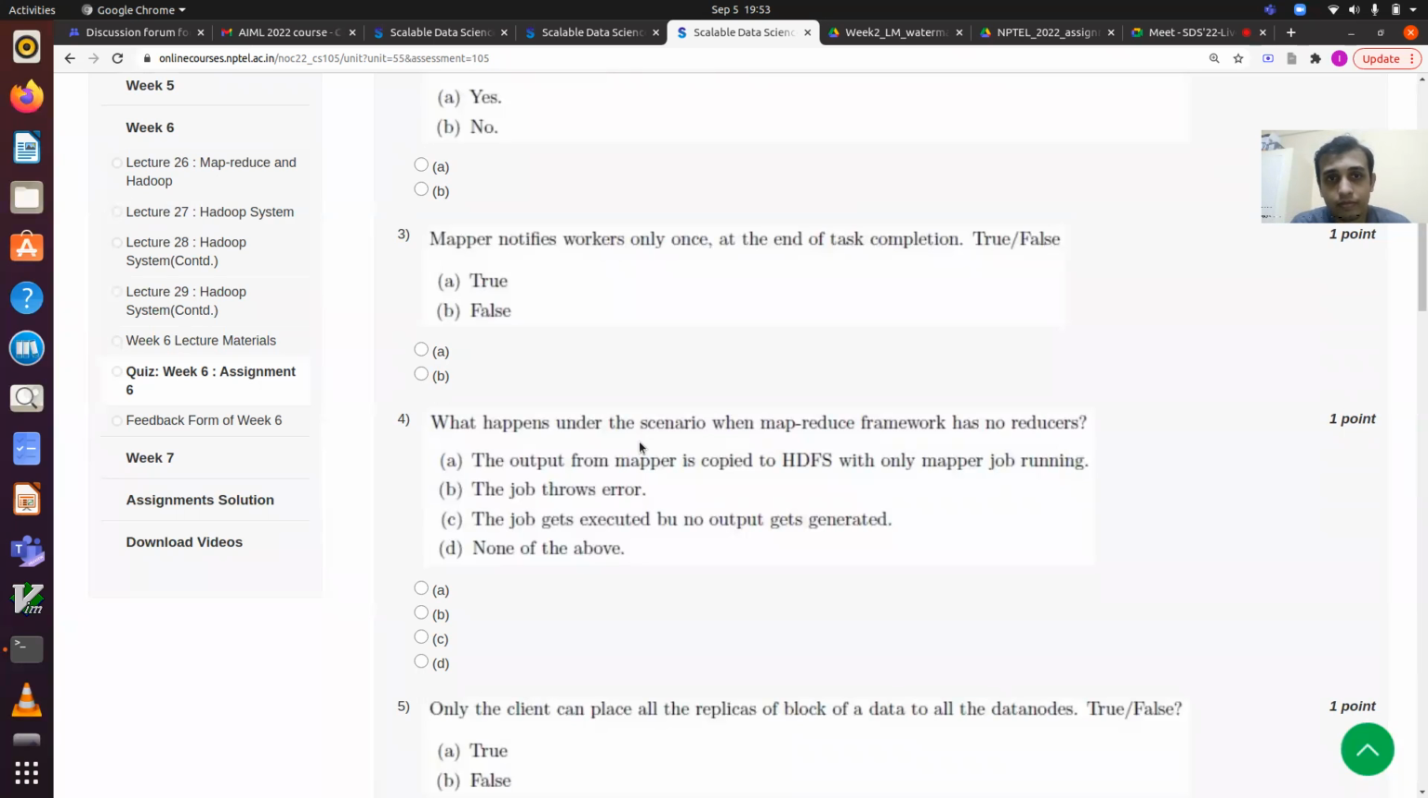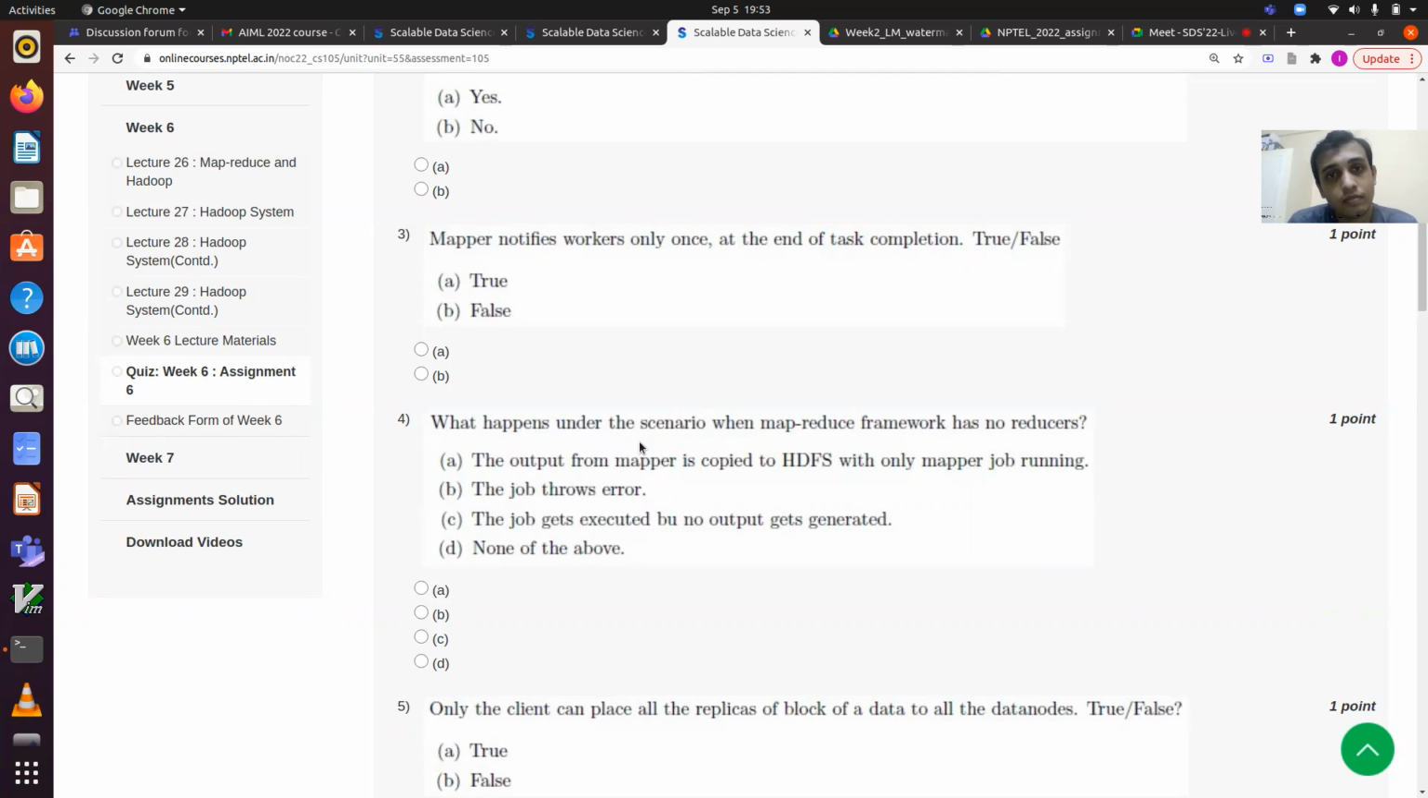NAPA notifies workers only once at the end of task completion. So workers are the data nodes you were telling about? See, out of the data nodes, for this particular task not every data node will have a worker. There might be 10,000 data nodes, and this particular task maybe uses only 50 of them. So it has worker tasks from only 50 of these nodes. That's what this is.